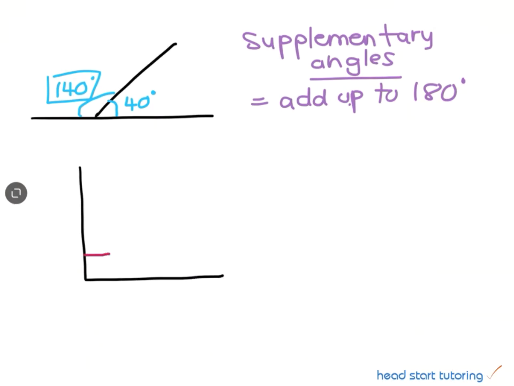If we have a look here, this is a right angle. So if in this right angle we have two angles, so let's first get rid of that right angle. So we've got one angle here and we've got another angle there. Because we know that this is a right angle, this angle here and this angle here are called complementary angles. Complementary angles.